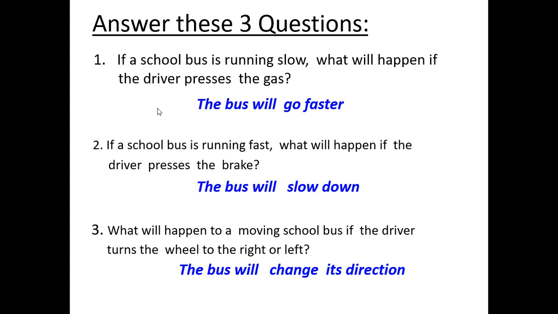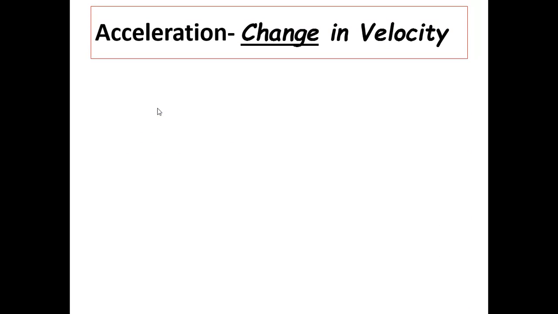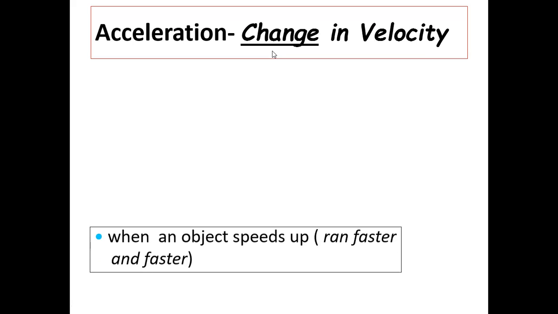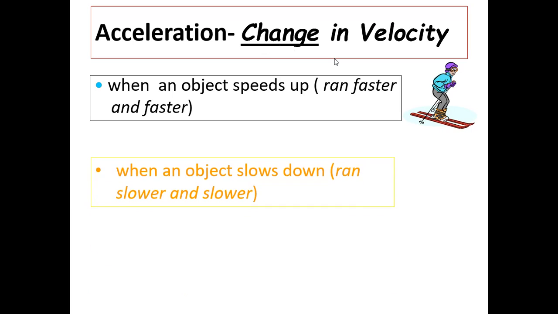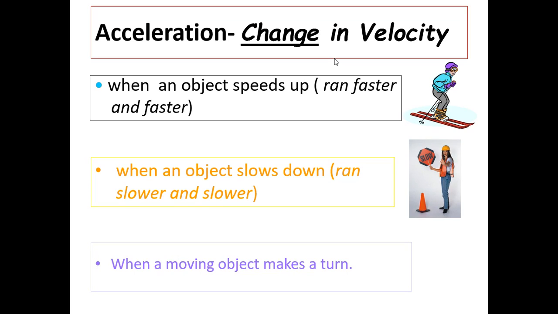So, all these three questions are actually a prelude to what you call acceleration. So, what exactly is acceleration? Acceleration is simply defined as the change in velocity. As you can see, I underlined the word change simply because there are several ways in which velocity can change. Velocity can change when an object speeds up, or it runs faster and faster. Velocity can also change when an object slows down. That means the object can run slower and slower. And velocity can also change when a moving object makes a turn. Why? Because it changes direction of motion.